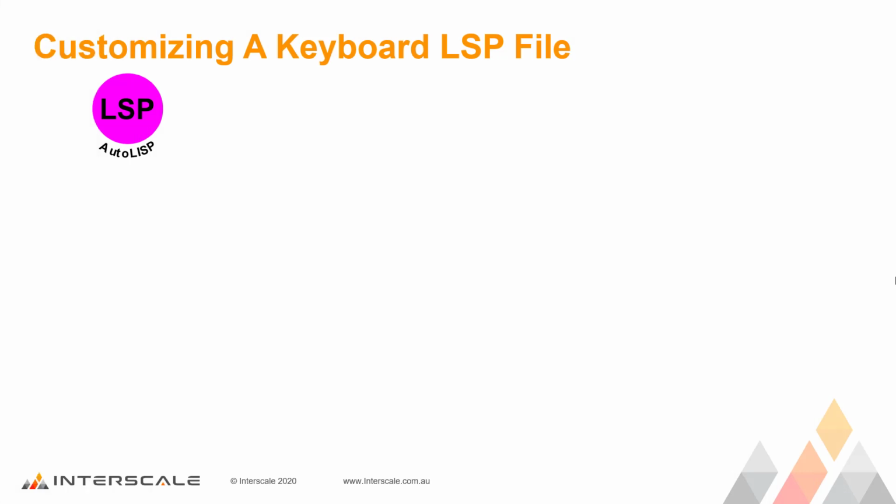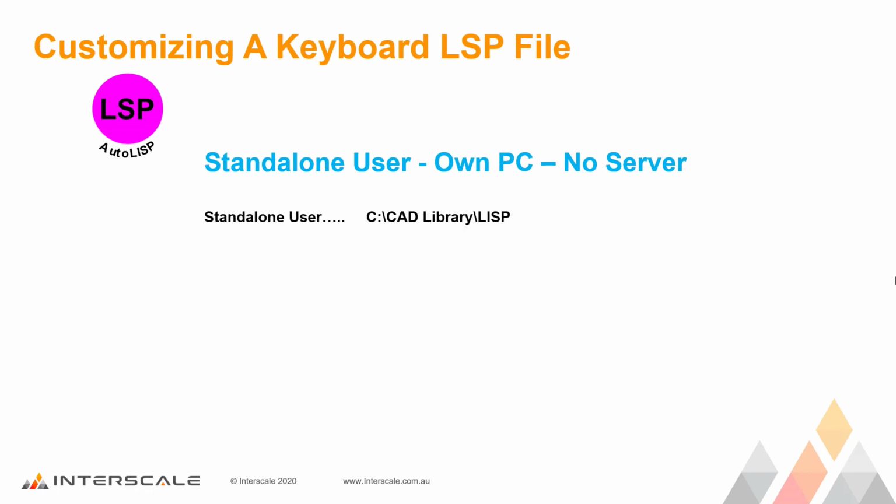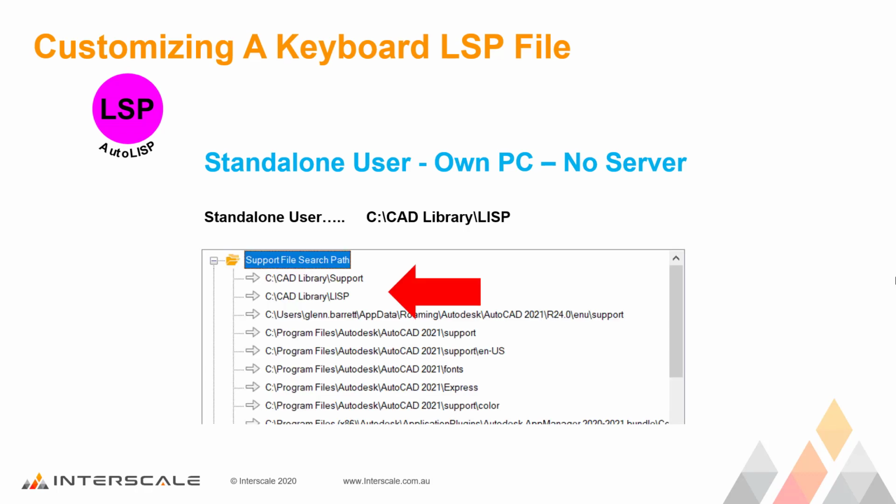Let's look at the first setup for creating a keyboard Lisp file. It is if you are a standalone user working on your PC with no server. Create a new folder on your C drive with a subfolder, say called CAD Library, and another subfolder under that called Lisp. We will create the file into here. The next thing to do is in AutoCAD, go into the options and add this new file path towards the top of your support paths, so that AutoCAD finds and uses this folder and its files early.